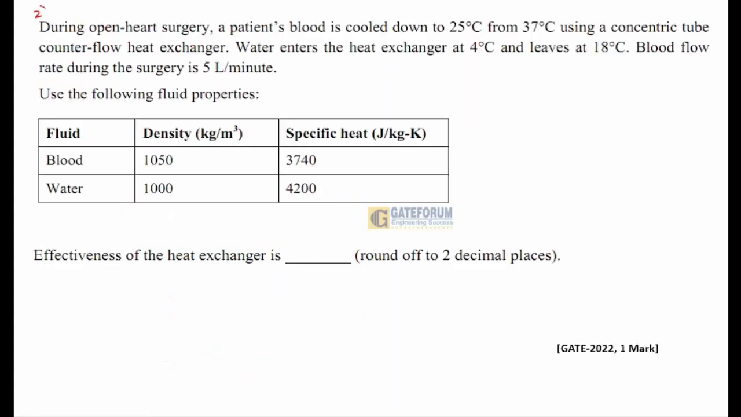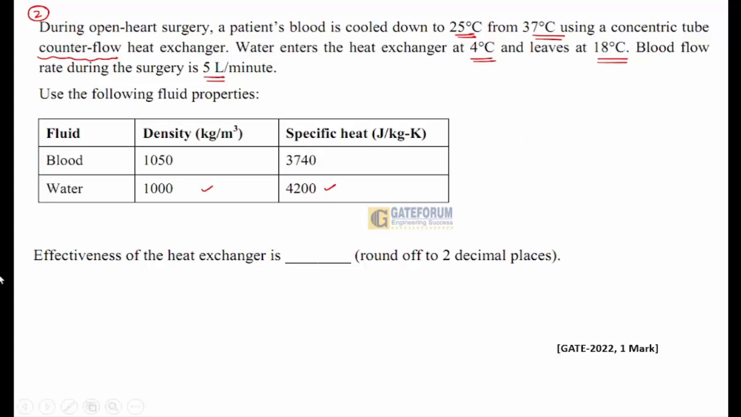Moving to the next question. During open heart surgery, a patient's blood is cooled down to 25 degrees centigrade from 37 degrees centigrade using a concentric tube counterflow heat exchanger. Water enters the heat exchanger at 4 degrees centigrade and leaves at 18 degrees centigrade. Blood flow rate during the surgery is 5 liter per minute. Using the following fluid properties: blood density is 1050 kg per meter cube, specific heat is 3740; water 1000 kg per meter cube with 4200 joule per kg Kelvin specific heat. Find the effectiveness of the heat exchanger rounded off to 2 decimals.